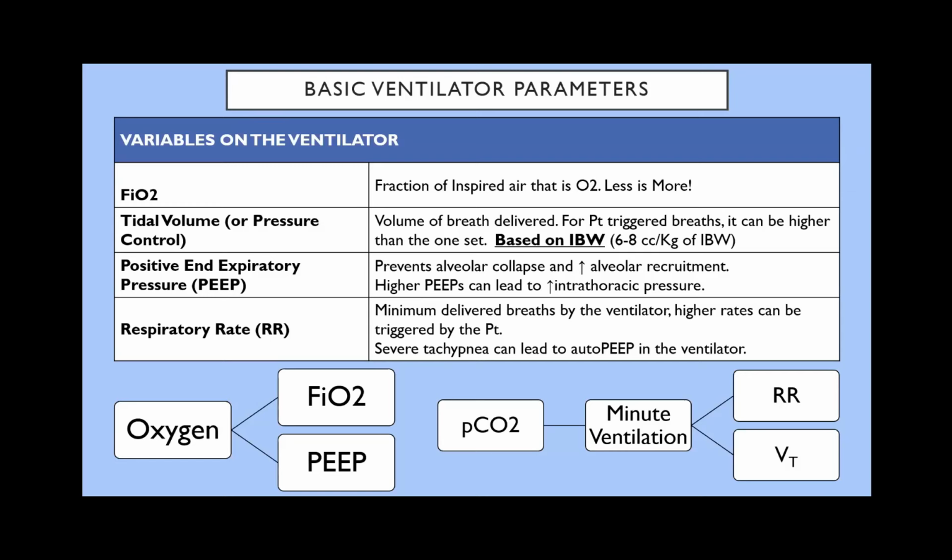Respiratory rate is very easy. It's how fast the patient is breathing. Remember that if someone is extremely tachypneic on a ventilator, eventually they start breath stacking, meaning they start stacking breath after breath after breath, and volume starts accumulating, which leads to auto PEEP, which we'll talk about next.